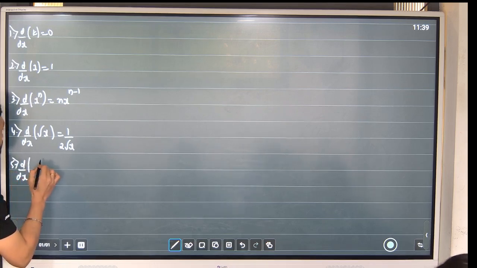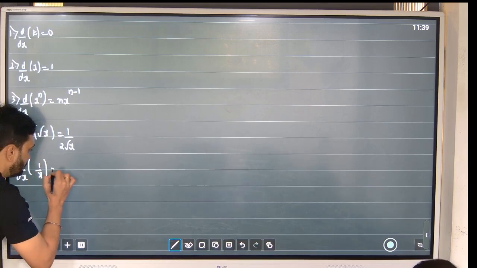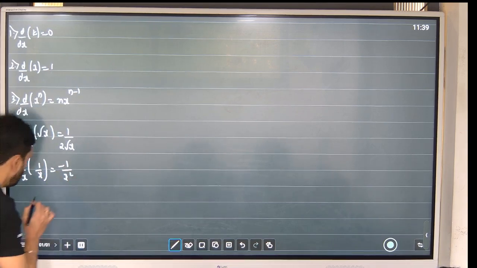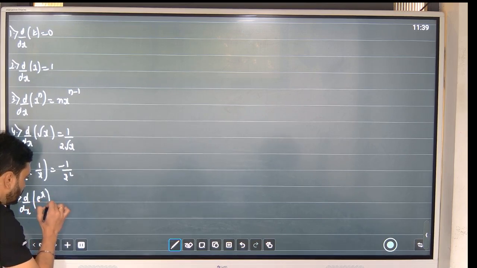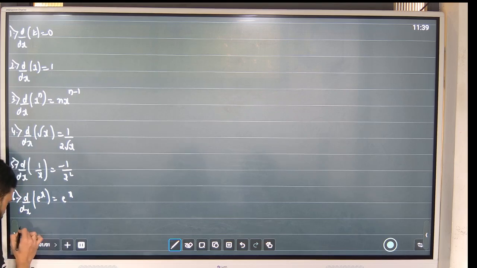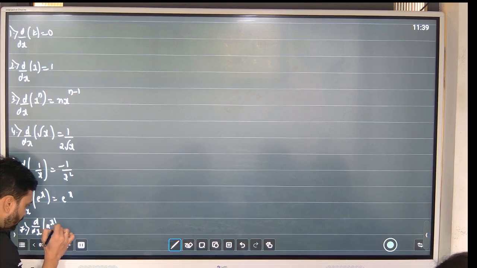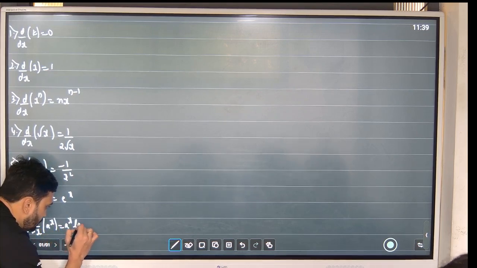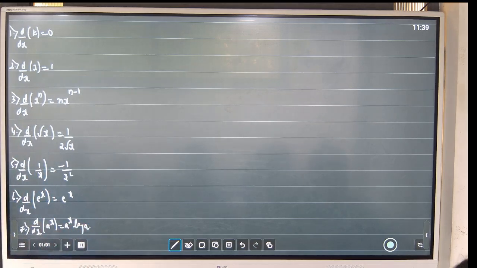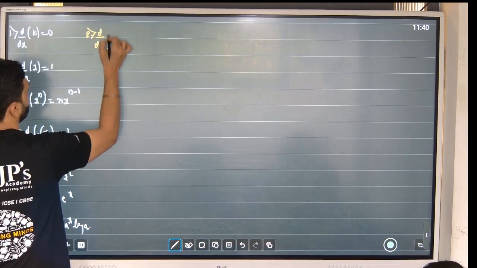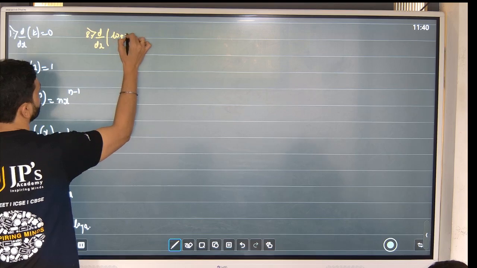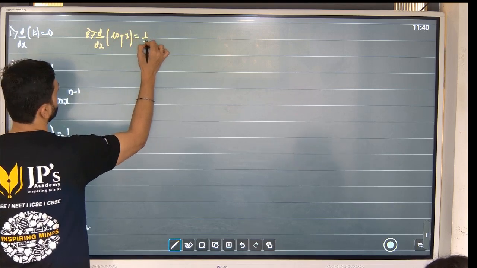dy/dx of 1 by x is minus 1 by x square. dy/dx of e raised to x is e raised to x. dy/dx of a raised to x is a raised to x log a. dy/dx of log x is equal to 1 by x.